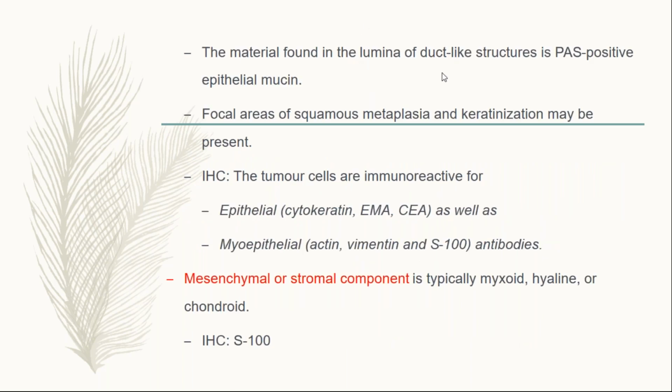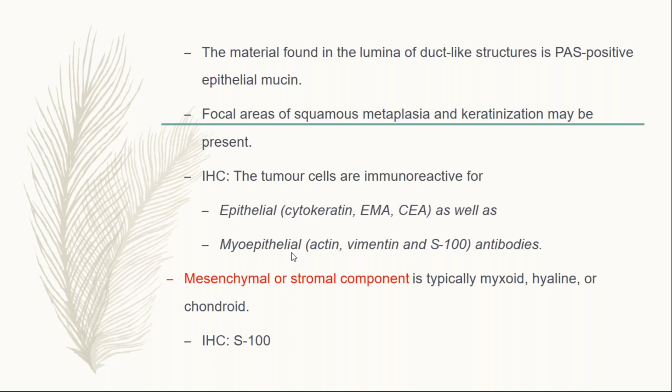So the material found in the lumina of duct-like structures is PAS-positive epithelial mucin. There could be focal areas of squamous metaplasia, and keratinization may be present. The epithelial components, that is the cuboidal or columnar cells, can be stained with cytokeratin, epithelial membrane antigen, that is EMA, and carcinoembryonic antigen.